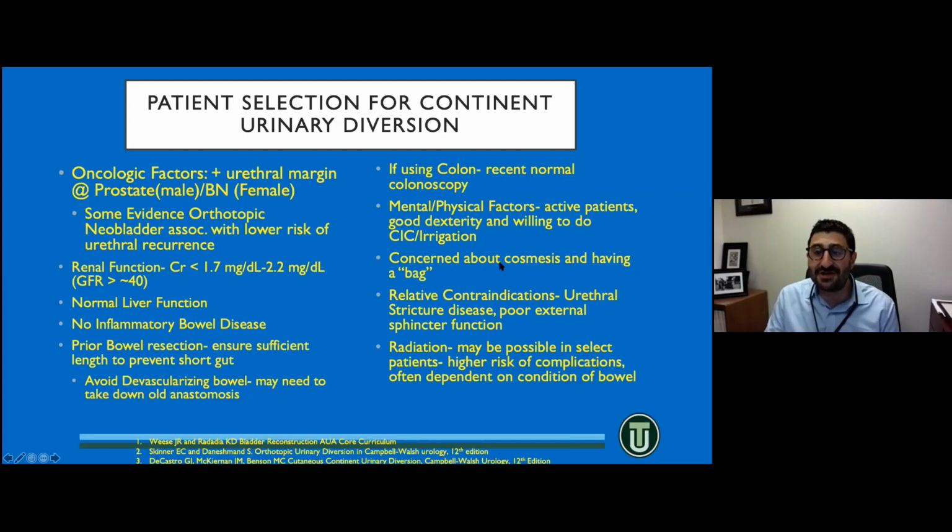Patients who are concerned about cosmesis or having a bag, you may consider this as well. Patients with urethral stricture disease or poor external sphincter function, you may want to avoid using a continent diversion. As patients with radiation, you may selectively do an orthotopic diversion in these patients. But continent catheterizable channel is certainly reasonable in patients who've had radiation, assuming that they meet the other criteria.